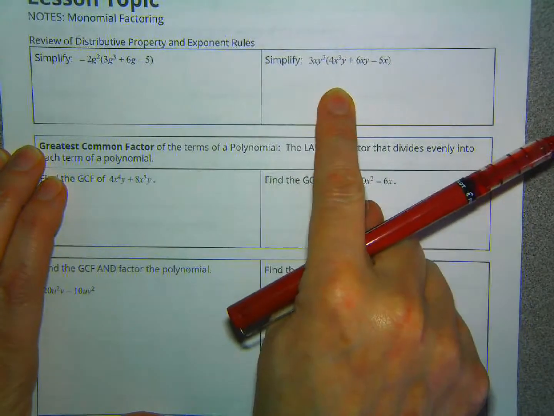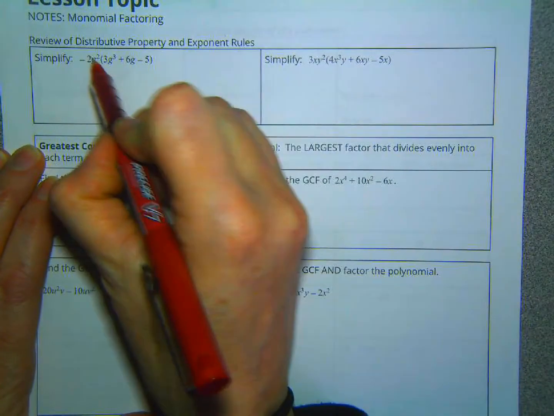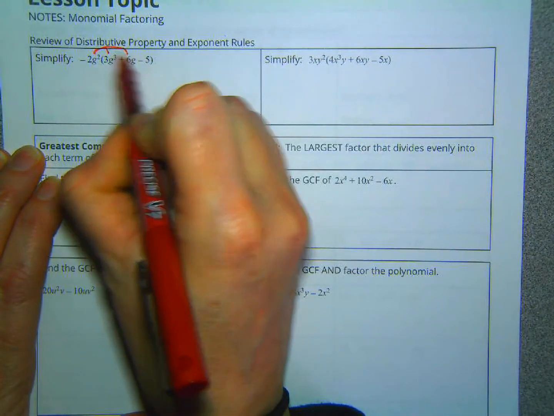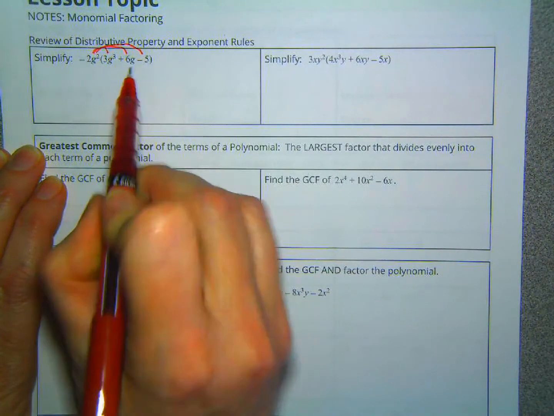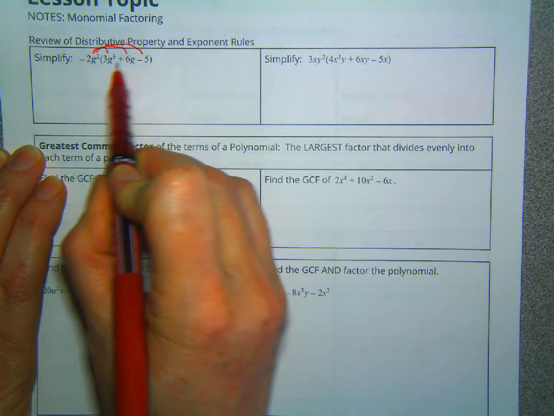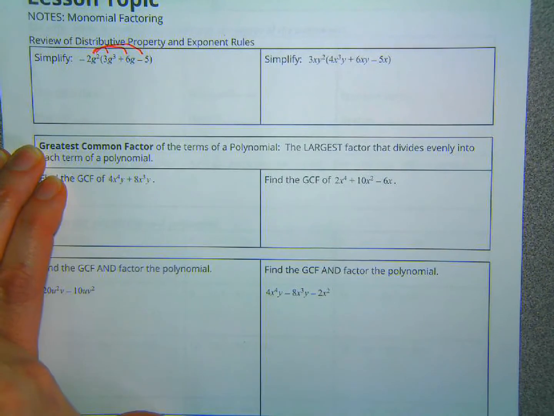So looking at this right here, remember when we use the distributive property, we multiply each term by every term inside the parentheses when these things are all added together. Again, these have to be added or subtracted in order to use the distributive property.